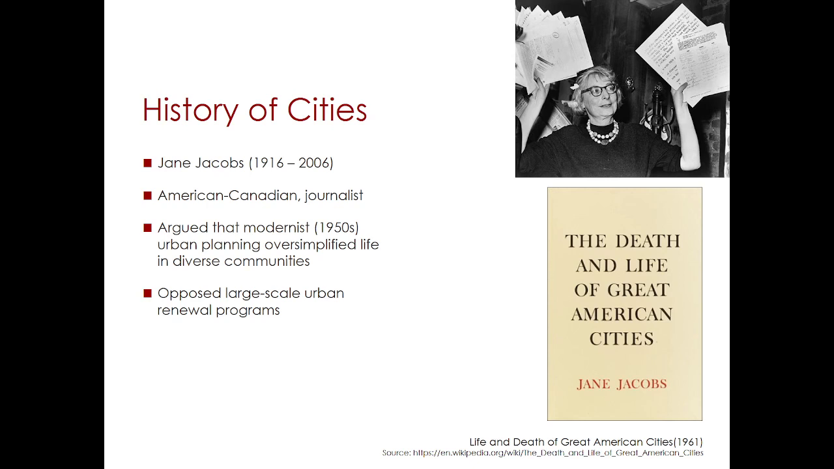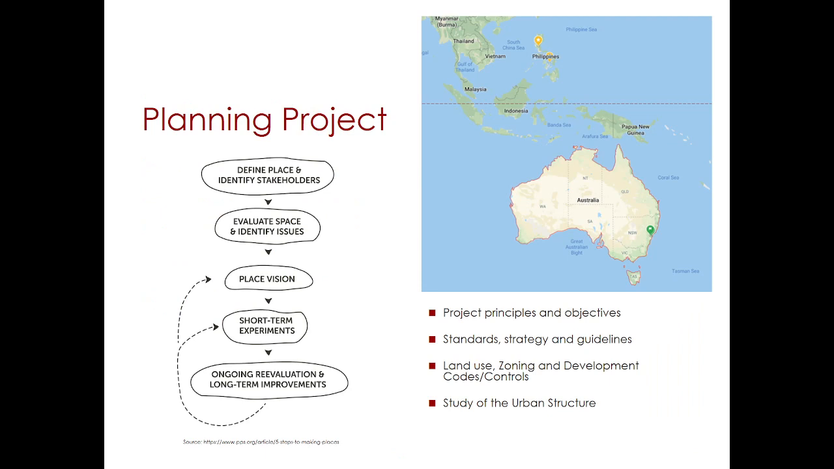So Jane Jacobs opposed large-scale urban renewal programs and wanted more incremental development. This was also one of the ideas way back, not 1960s, like 1800s, before the Industrial Revolution. A couple of Renaissance architects also had the same idea, and Jane Jacobs got those ideas from them. And then over here we have some sample urban planning projects.